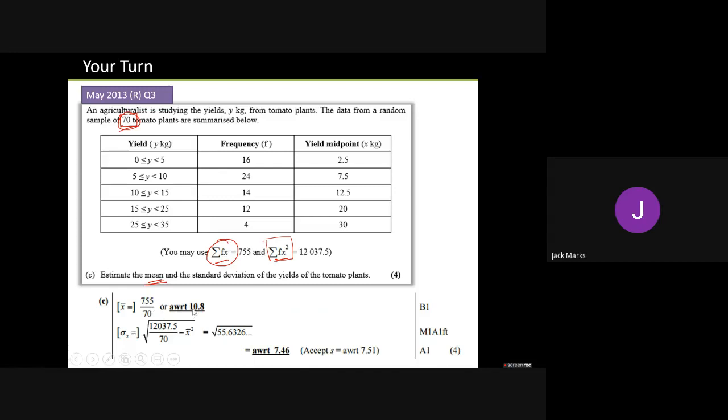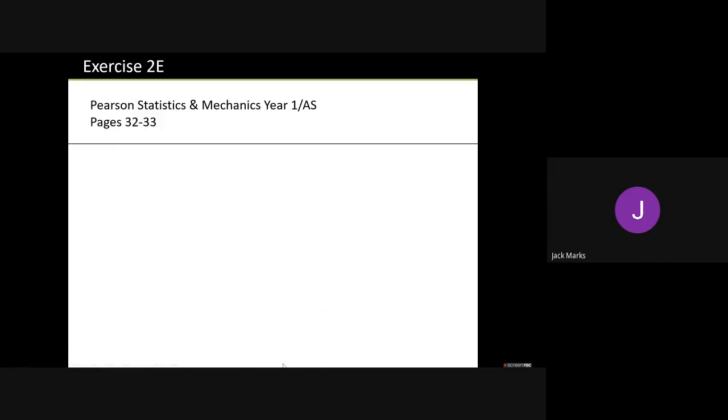Okay, so 10.8. Using this here, using our number of 10.8 in here, okay, and so on. And that takes you to the exercise questions for 2E.